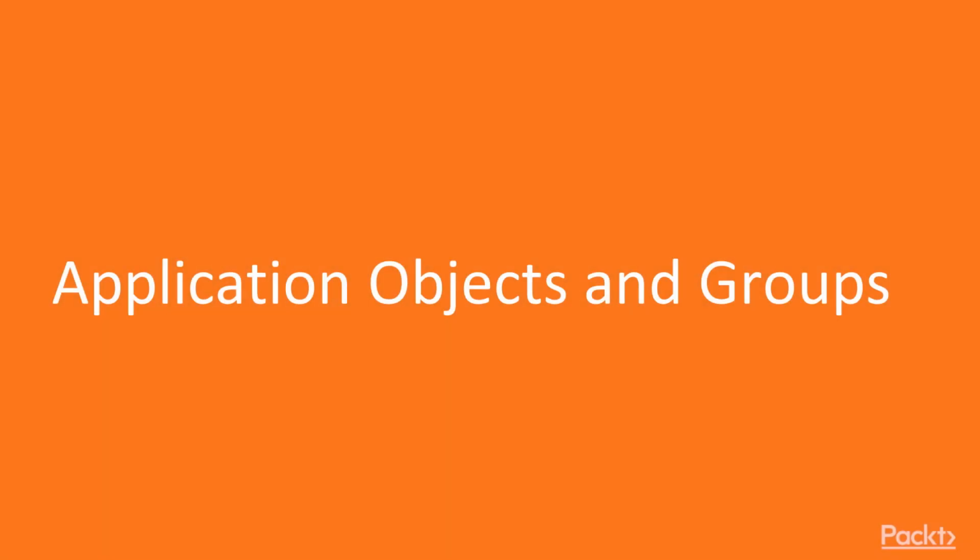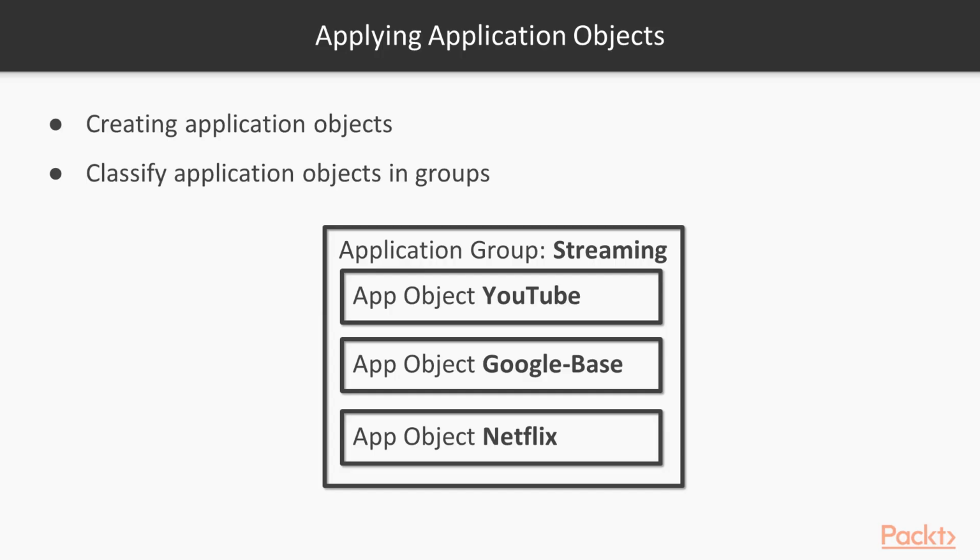Application objects and groups. Okay, everyone, as we continue our journey into the Palo Alto's PAN-OS 8 interface, we're going to start looking at one of the next generation firewall features, and it's the fact that you can classify network traffic inbound or outbound from your firewall based on applications. How cool is that, huh?